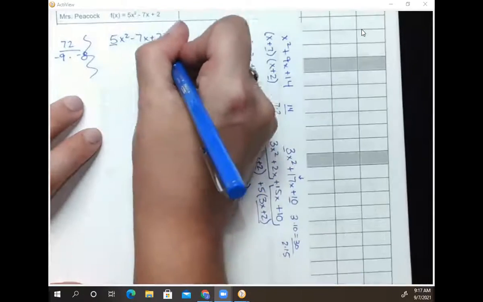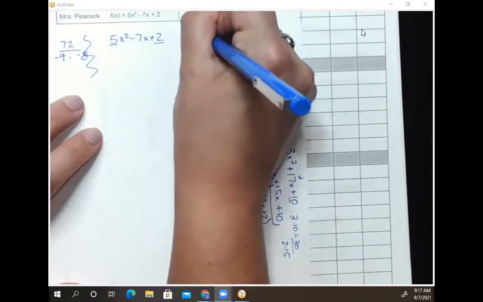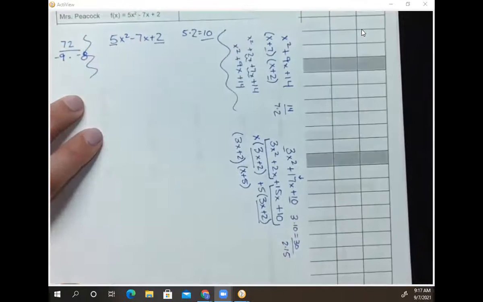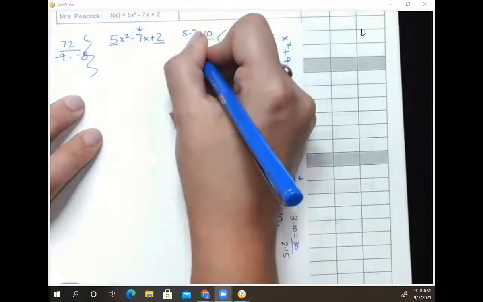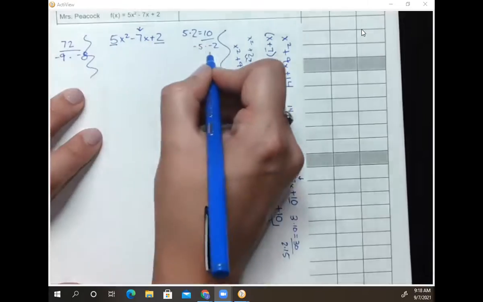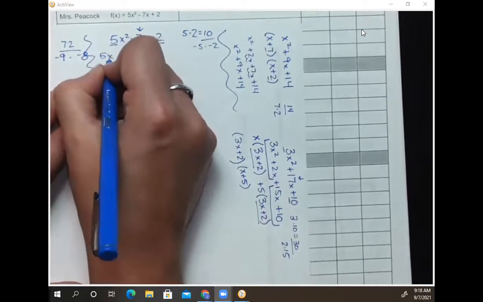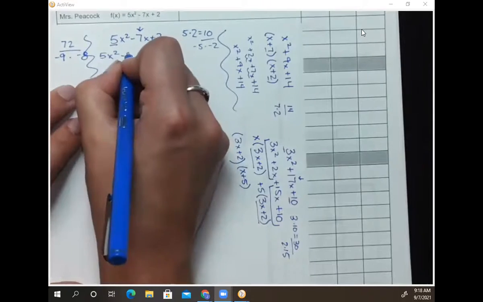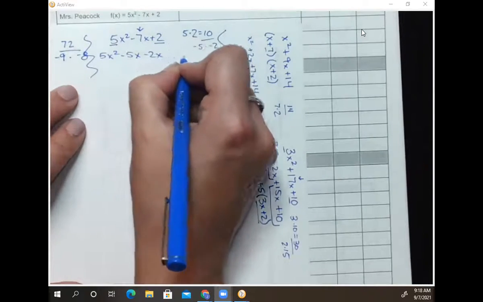So I'm going to take A and C and multiply them together. So 5 times 2, that gives us 10. I want factors of 10 that add to negative 7. Factors of 10 that add to negative 7. Five and 2, right? And to get negative 7, negative 5 and negative 2. So I'm going to rewrite this with the middle term split up. That first term stays the same, 5x squared, and then minus 5x minus 2x plus 2.